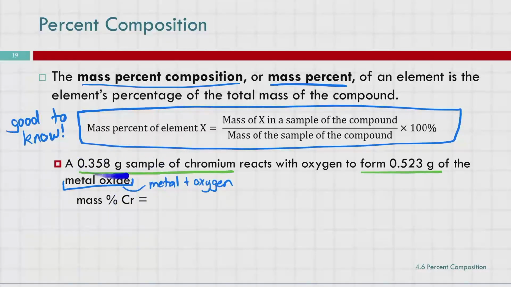So to find our mass percent of chromium, chromium is the thing we care about in this case. We're going to take the mass of our chromium, the 0.358 grams. We're going to use that on the top of our equation. We're going to use the 0.523 grams for the bottom of our equation, and we're going to multiply it by 100%. So let's set that up.